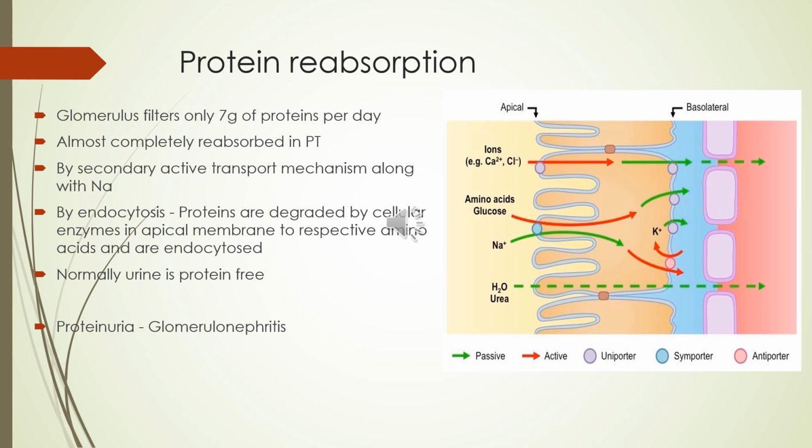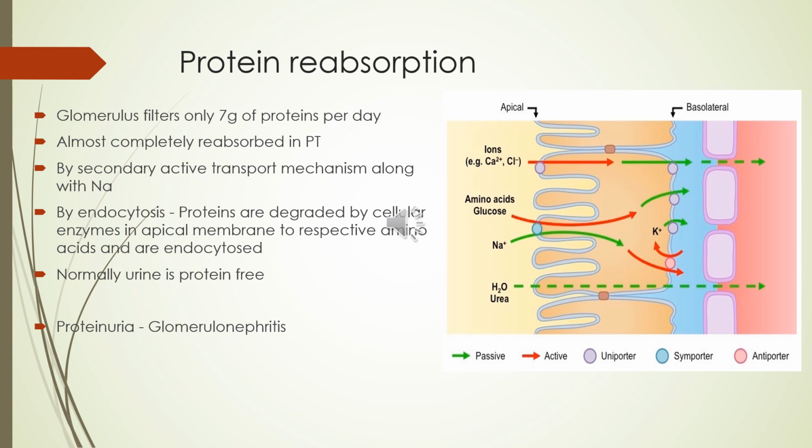Another method is by endocytosis. That is, certain enzymes are present in the cells of the apical membrane which degrade the proteins into their respective amino acids, and these amino acids are pinocytosed. So from the cell, they are then transported into the interstitial fluid, and from the fluid, they later enter into the peritubular capillaries. That is how the proteins are reabsorbed. So because of these mechanisms, normally urine is protein free.